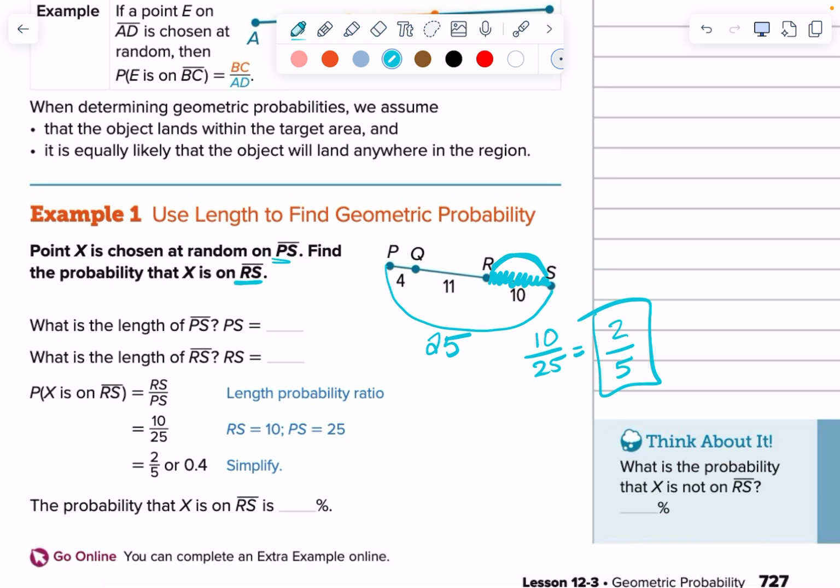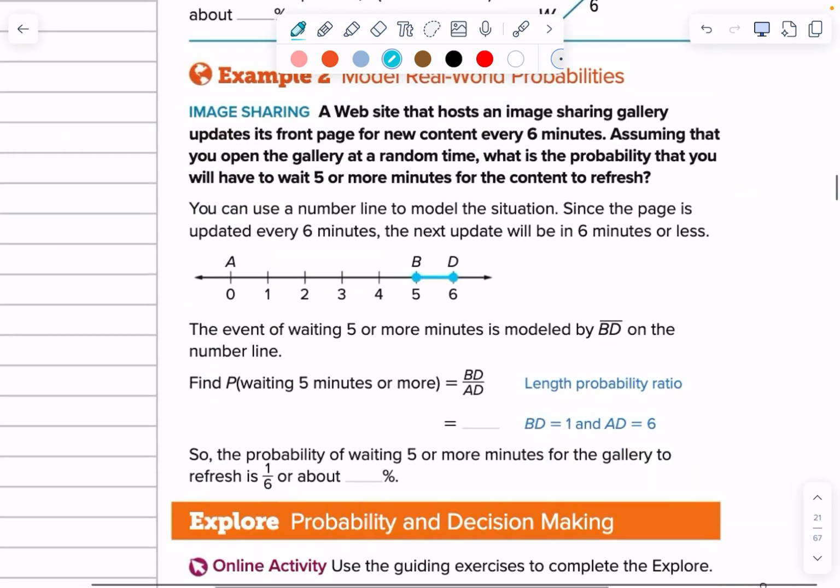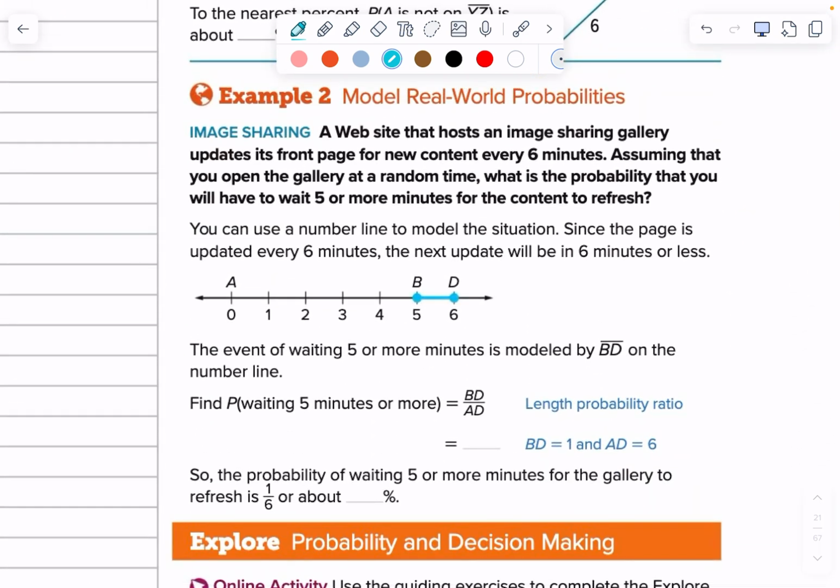Okay, now this is where it gets a little bit tougher. Hold on, Jacob. Go to example 2 on the next page. Okay? There's lots of words going on here. Don't get discouraged, okay? A website, listen. A website that hosts an imaginary sharing gallery updates its front page, listen, for new content every 6 minutes.